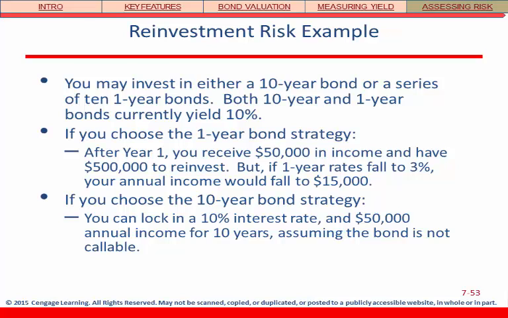So if the 1 year rates fall to 3%, your annual income would fall to $15,000. Whereas if you take the 10-year bond strategy, you're going to lock in this 10% interest rate over the whole period of time, and that $50,000 annual income, you're going to get each year for 10 years, assuming that you don't have some strange protective covenant or anything in the bond such as making the bond callable. So it should be pretty obvious that with the 1 year bond strategies you have less price risk, and with the 10-year bond strategy you have less reinvestment rate risk, right?